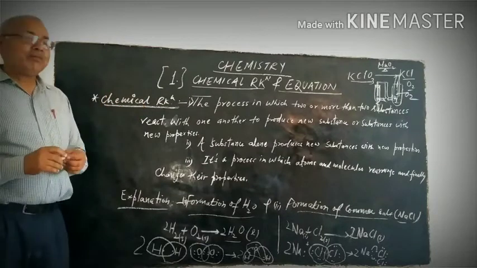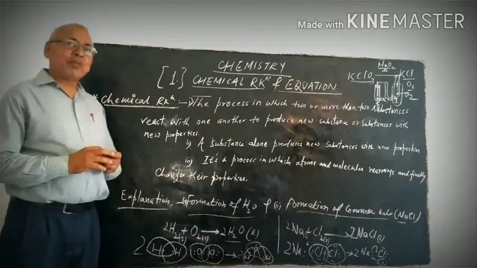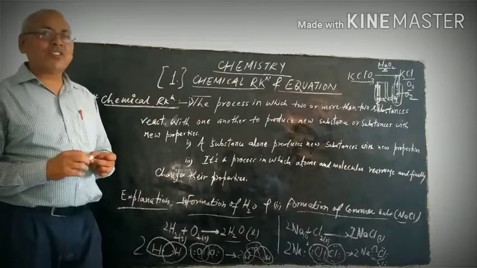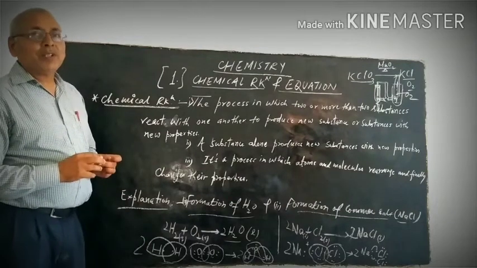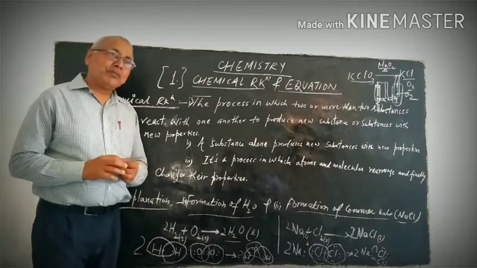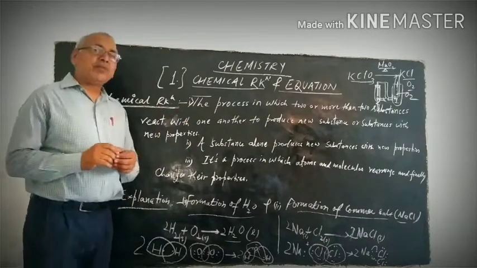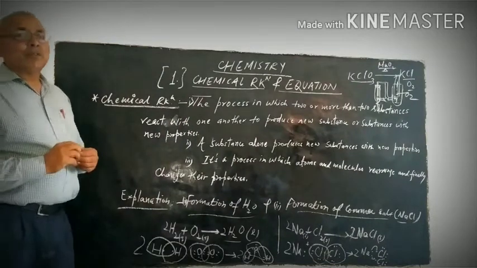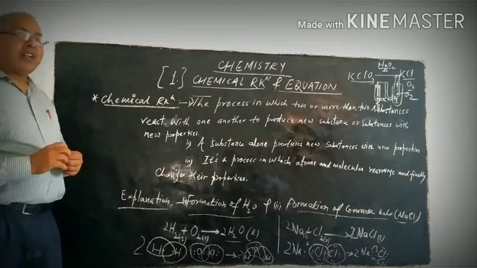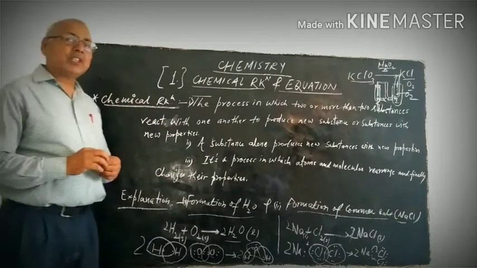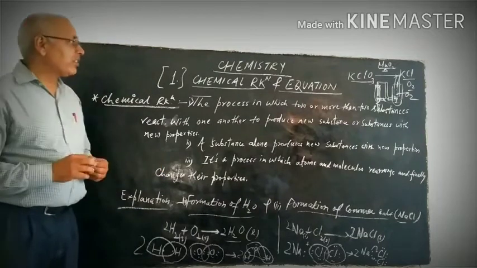Now today, I have prepared one topic especially for class 10 students. The topic name is chemical reaction and equation. Before today, I already gave the concept of chemistry, so I think you all understand that chapter well. As for today, it is chapter number 1, chemical reaction and equation.